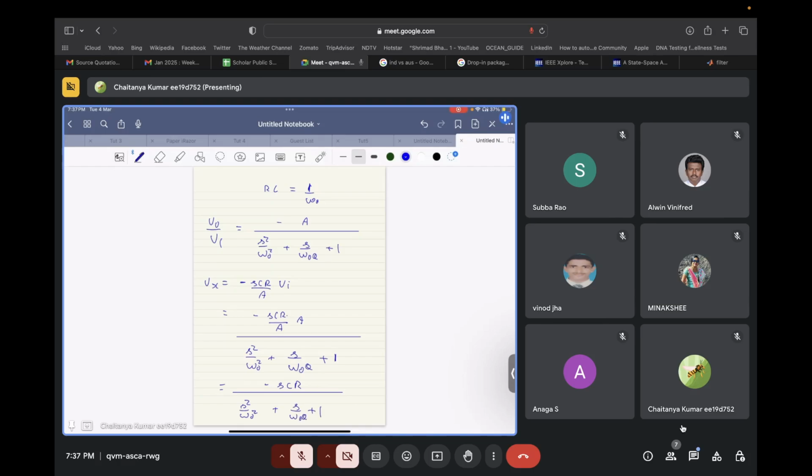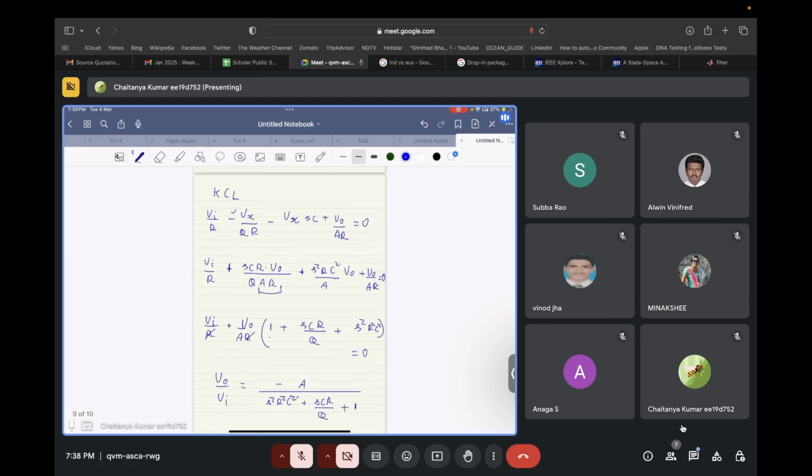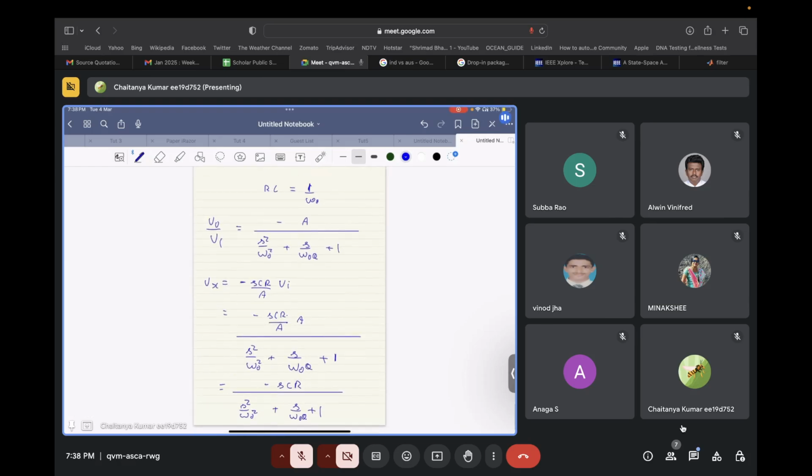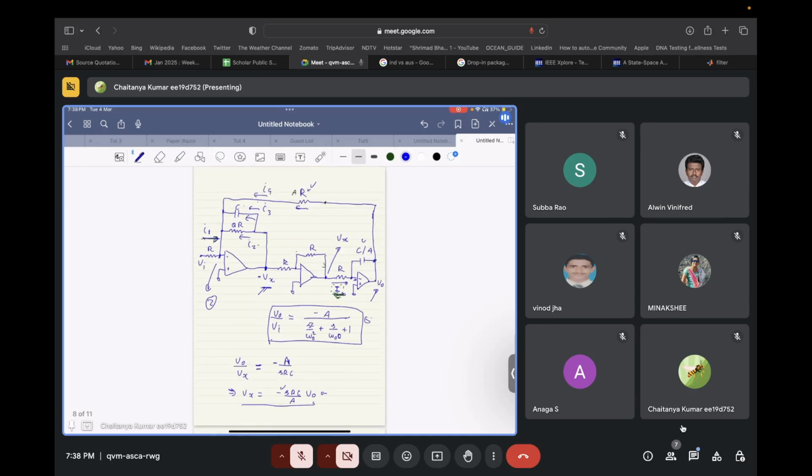Correct? So we saw that just by changing two components intelligently, we were able to get the desired gain. Now let's see. So we saw that Vx is still minus SCR upon S square by omega naught square plus S by omega naught Q plus 1. Okay. Let's say I wanted... so I will redraw this circuit over here again.